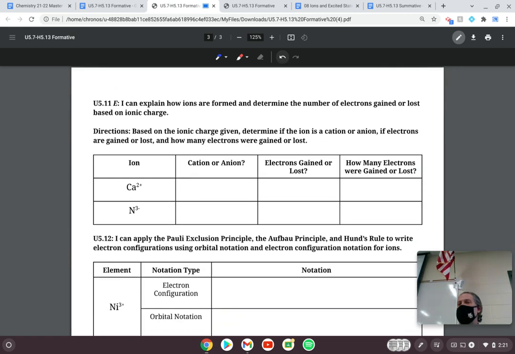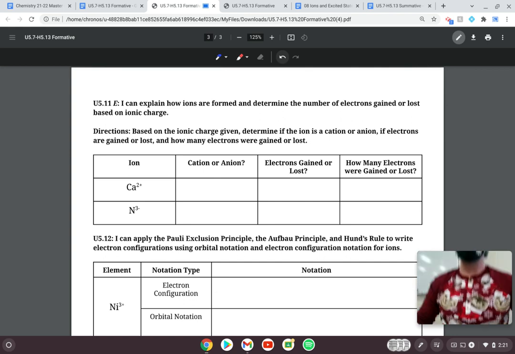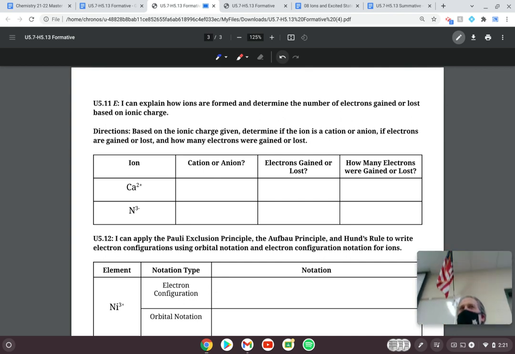Cation or anion? Remember, cations are positive. I wore my cation shirt today. Okay, no, not funny. All right.